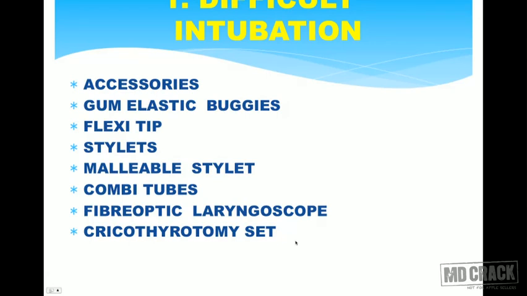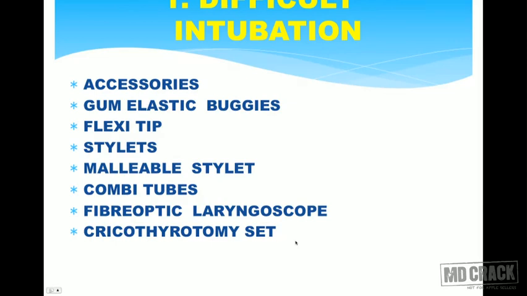Even if you are not able to visualize the cords, combi tubes easily pass. One of the tubes gets fixed in the esophagus, and the other tube readily passes the vocal cords, and thus you are able to intubate the patient. The fiber-optic laryngoscope is the most recent advance in the field of laryngoscopy, with the help of which you can intubate any type of difficult intubation.